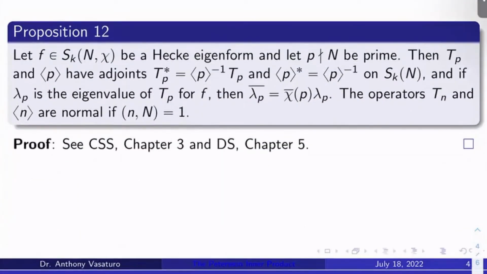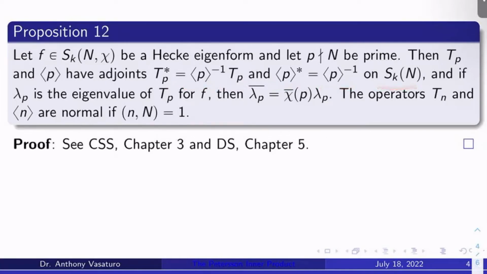Okay, so here's a nice fact. Proposition 12. Let's take a Hecke eigenform F in S sub K of N, chi, and let P be a prime that doesn't divide N. Then the Hecke operators T sub P and the diamond operators diamond of P have adjoints. The adjoint of T sub P, so T sub P star, is given by the inverse of diamond of P times T sub P, and the adjoint of diamond of P, star, is given by the inverse of diamond of P on S sub K of N.